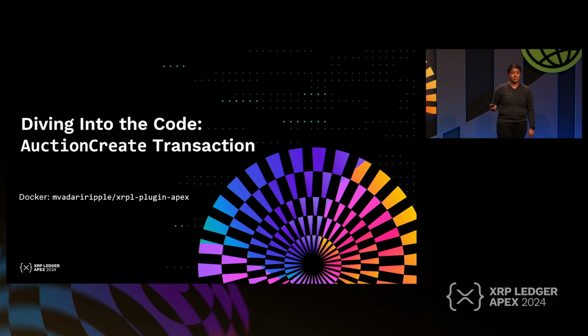So now let's dive into the code itself. We'll go through the auction create transaction, and then we'll work through the auction bid transaction together. If anyone has their laptops and wants to follow along with the code, I have a Docker link right here that you can pull down and be able to run and read the code yourself. But if you don't have your laptops or you're not a dev, don't worry too much about it. We'll stay pretty high level.